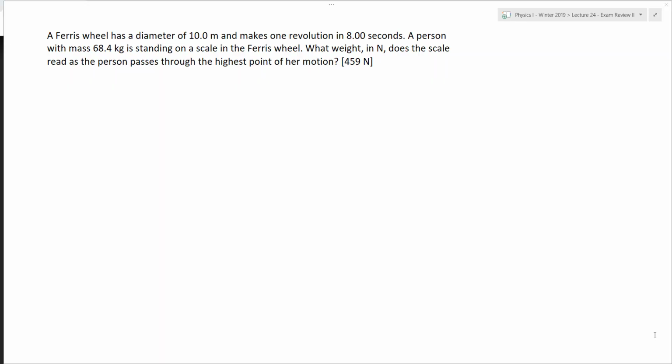A Ferris wheel has a diameter of 10 meters and makes one revolution in 8 seconds. A person with a mass of 68.4 kilograms is standing on a scale for some reason in the Ferris wheel. What is the weight in newtons that the scale reads as the person passes through the highest point of her motion? Okay, so let's draw a picture of this.